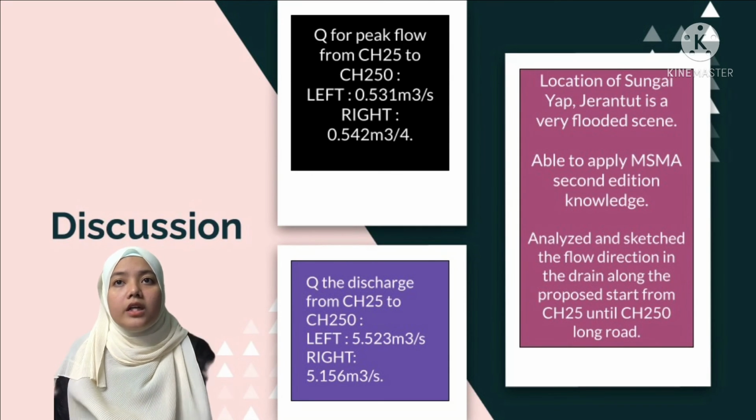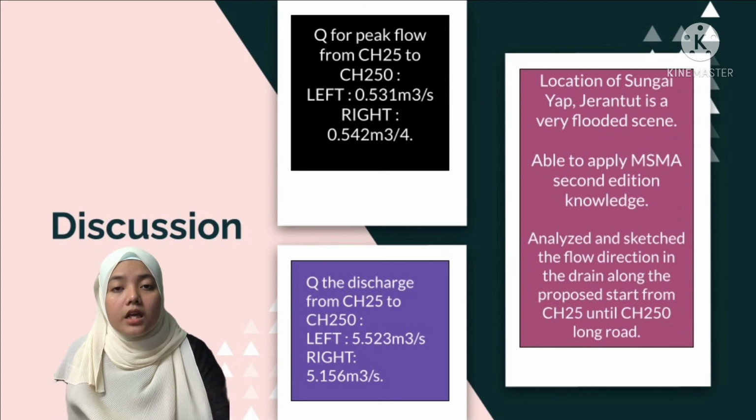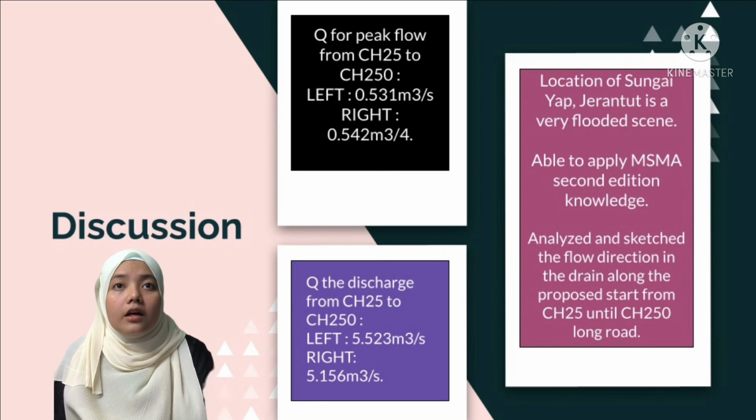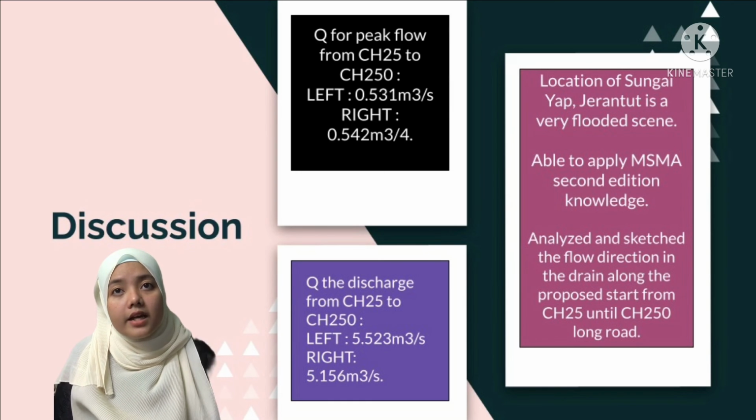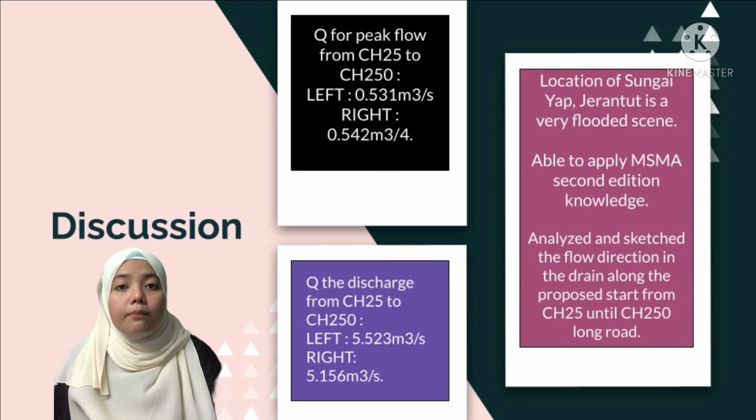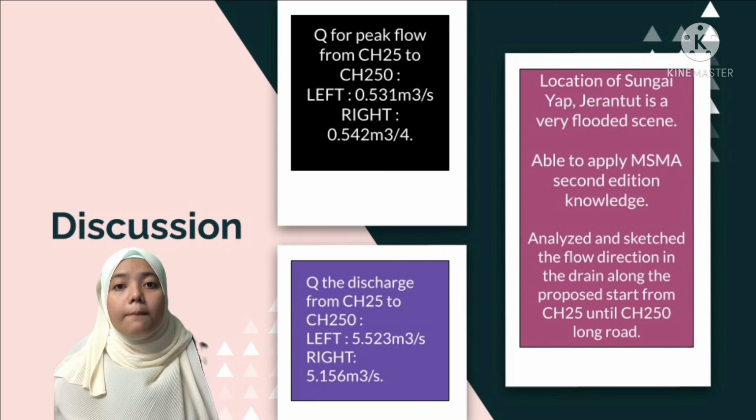Next, we discuss the discharge. For the left side from CH25 until CH250, we get 5.523 m³ per second, while for the right side it is 5.156 m³ per second.